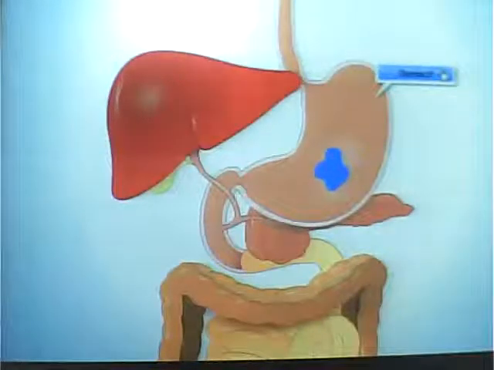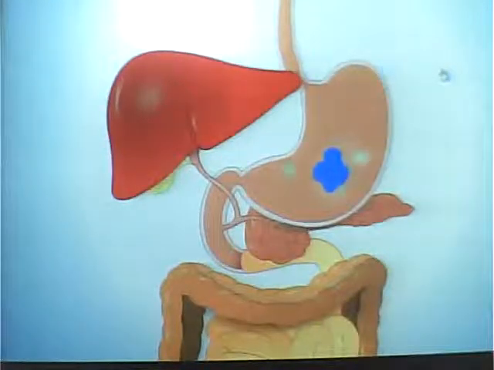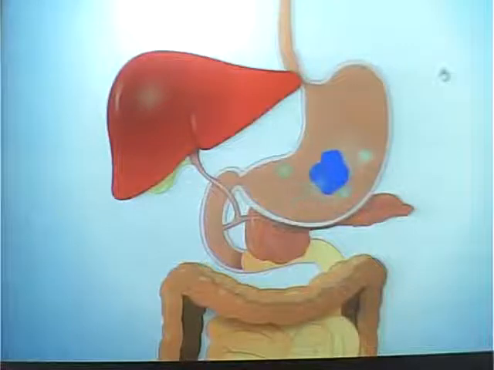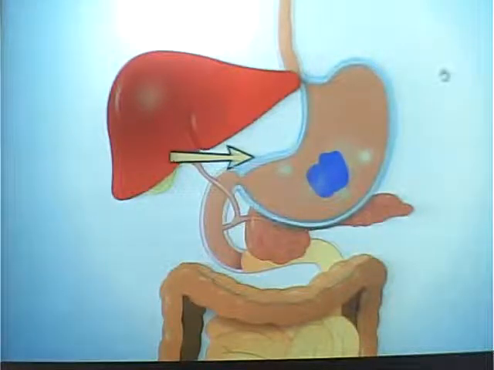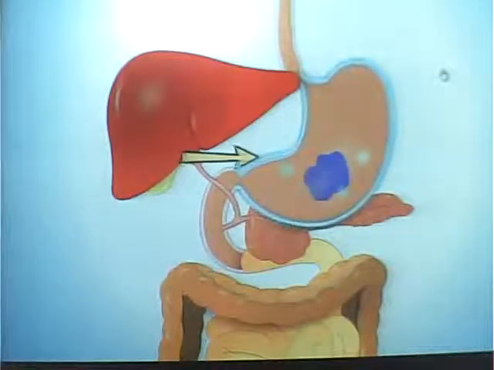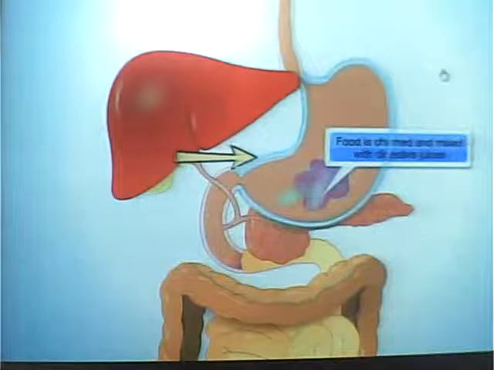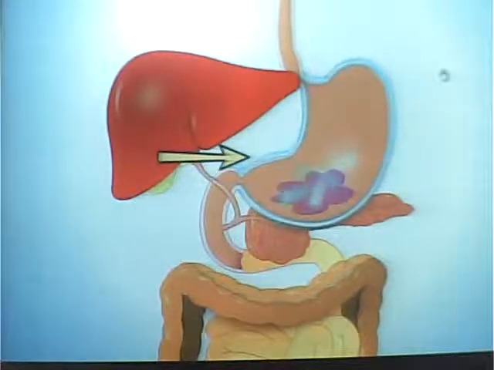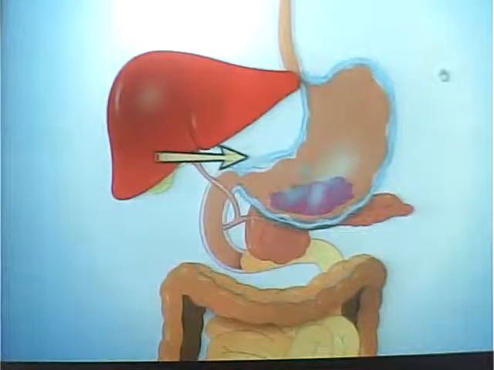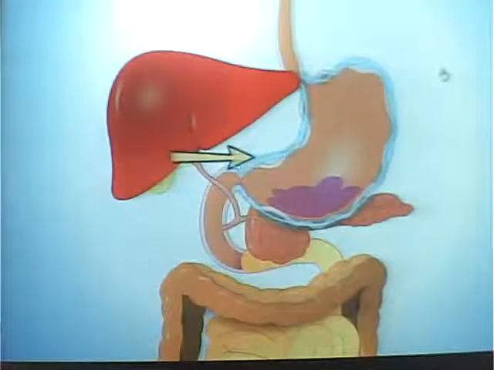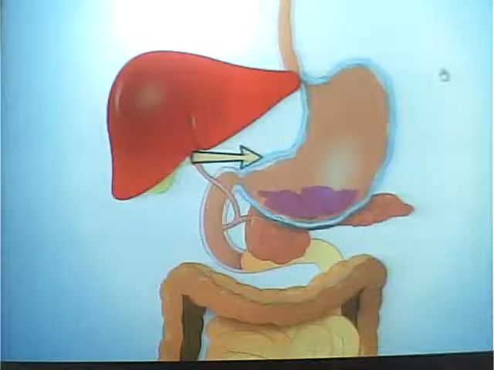Stomach. The stomach is a J-shaped, thick-walled organ on the left side of the abdomen. It is the widest part of the alimentary canal. The wall of the stomach contains gastric glands. These glands secrete gastric juice, which contains 3 substances: hydrochloric acid, pepsin, and mucus.